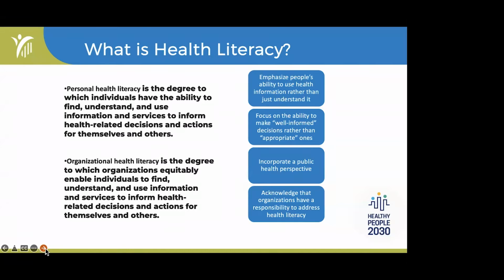And then there's organizational health literacy. That is the degree to which organizations equitably enable individuals to find and understand and then use the information and services to inform health-related decisions and actions for themselves and others.